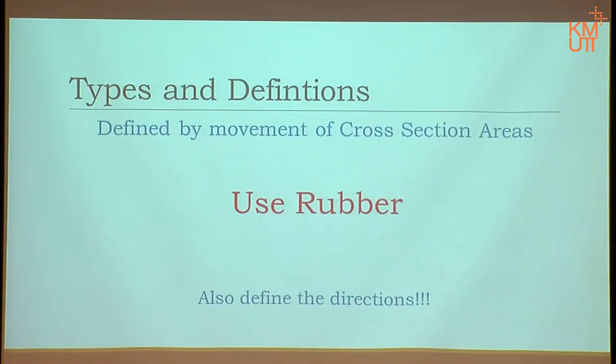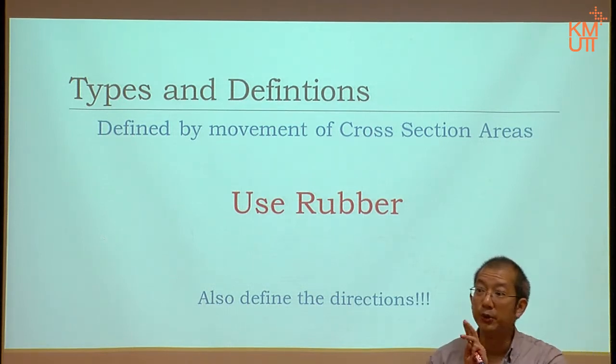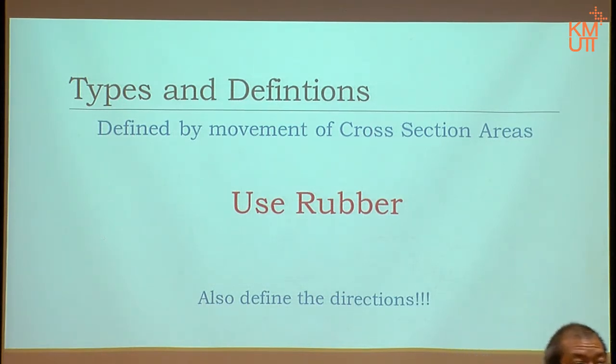Okay? Let's talk about the definition then. We have seen in 2D, we have seen three types. Okay? Three forces. Now let's talk about how we define them. And then we will talk about the definition or directions. We actually define them by the movement of the cross section. Okay?